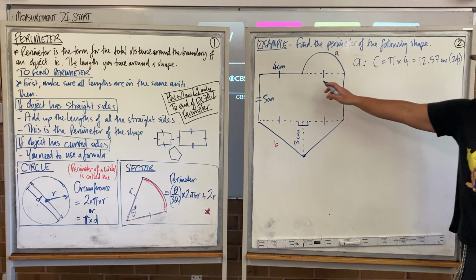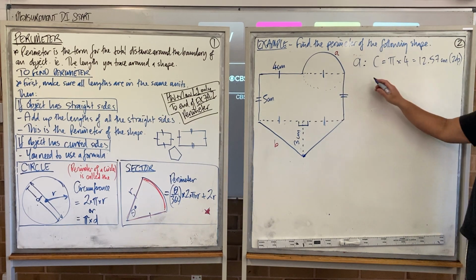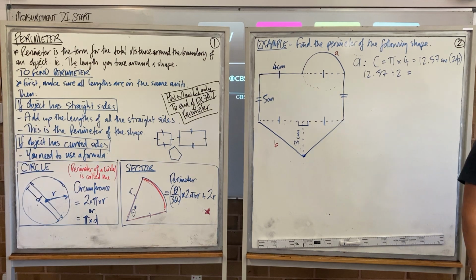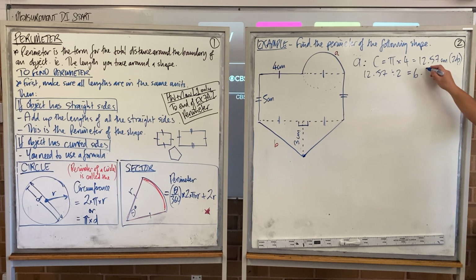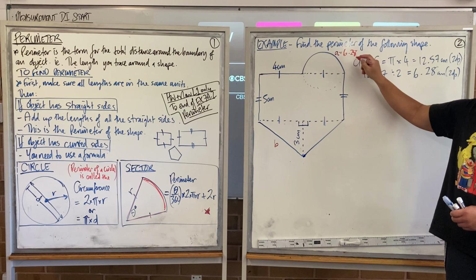Right now, that 12.57 is all the way around. I divide by 2. So 12.57 divided by 2 is 6.28 centimeters rounded to 2 decimal points. Okay? That's the first step. If you want to add to your diagram, 6.28.